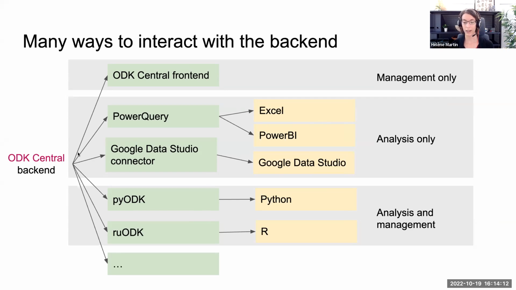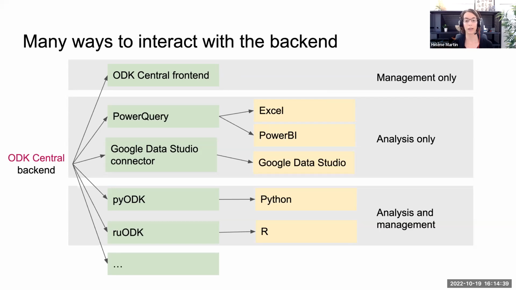I mentioned on the previous slide, we have these easy integrations with Excel and Power BI. We also have a Google Data Studio connector. The community has lots of really great tools to connect to your data, like QGIS plugins and others. This would be a type of connector to the backend that is targeting analysis.